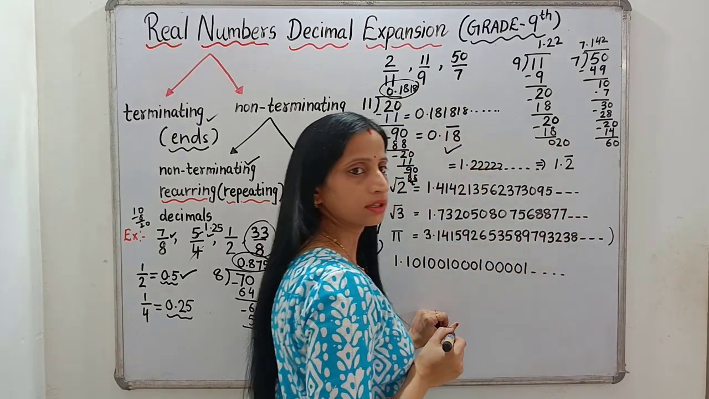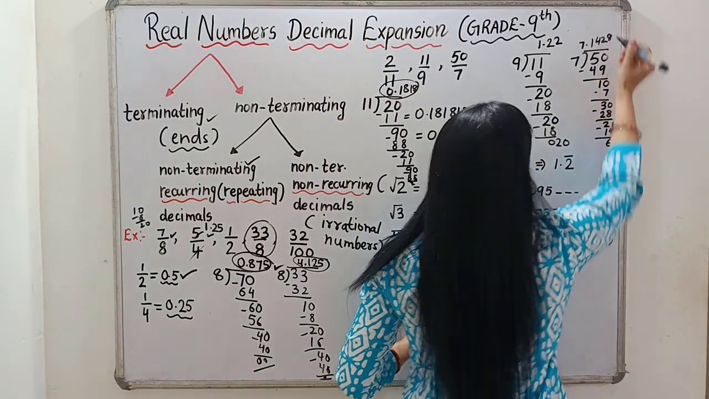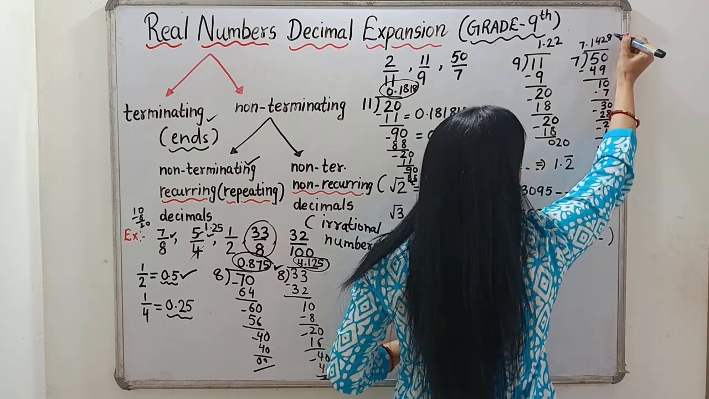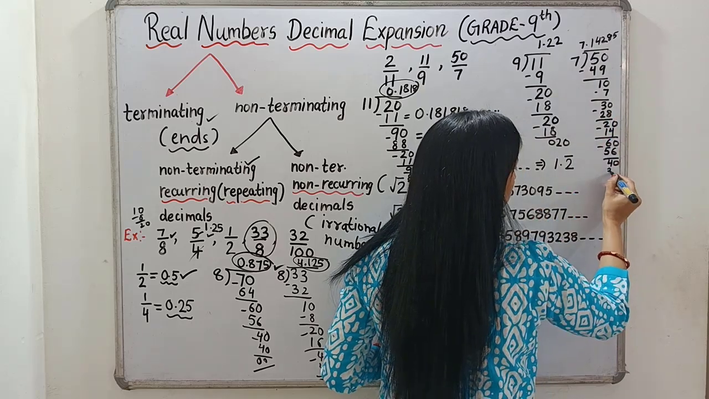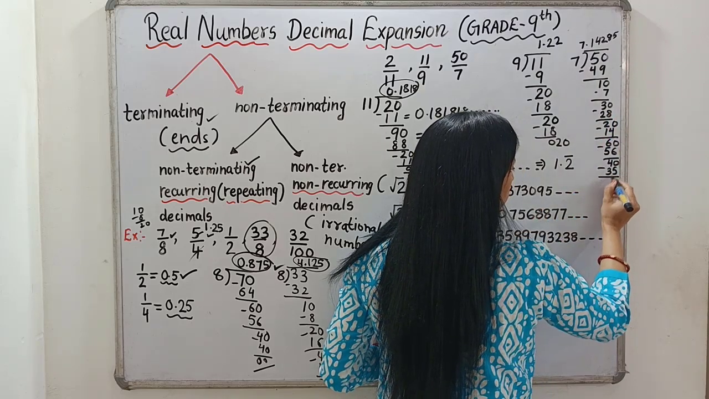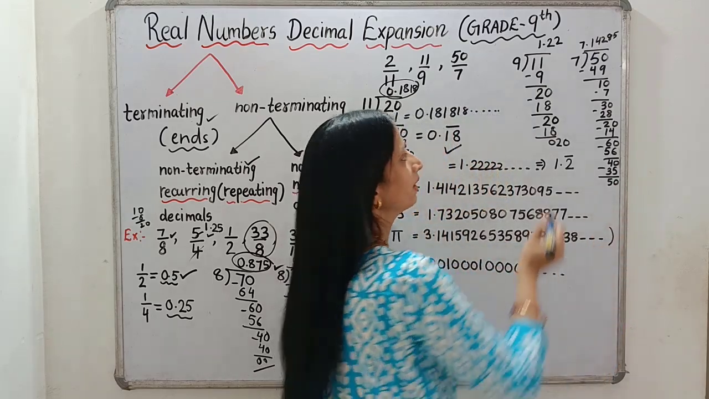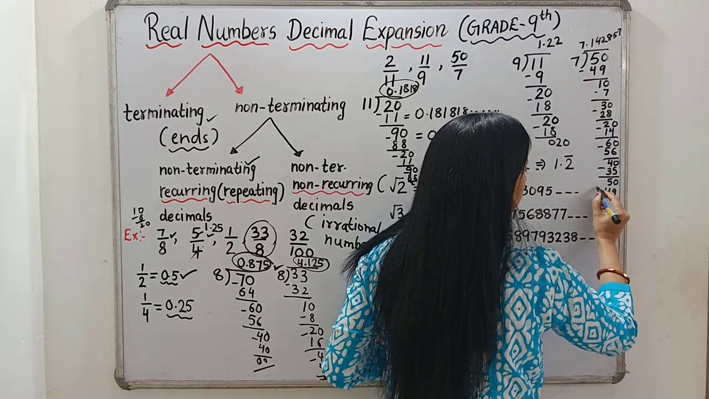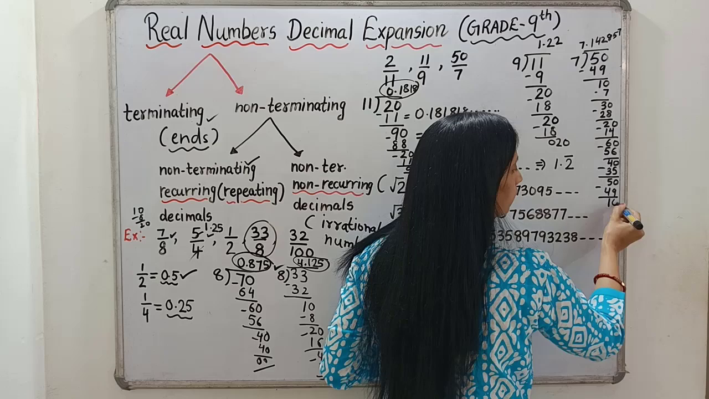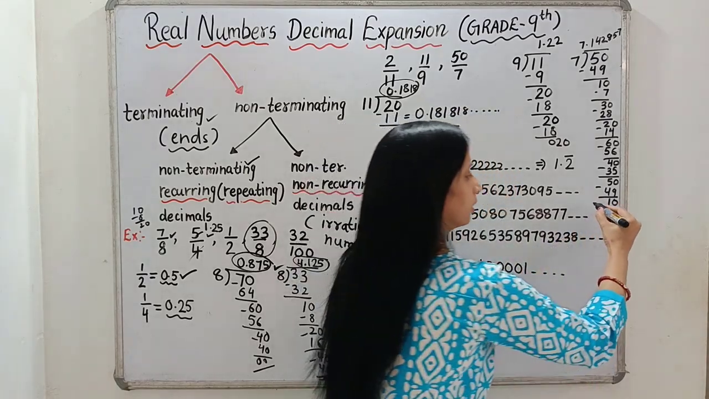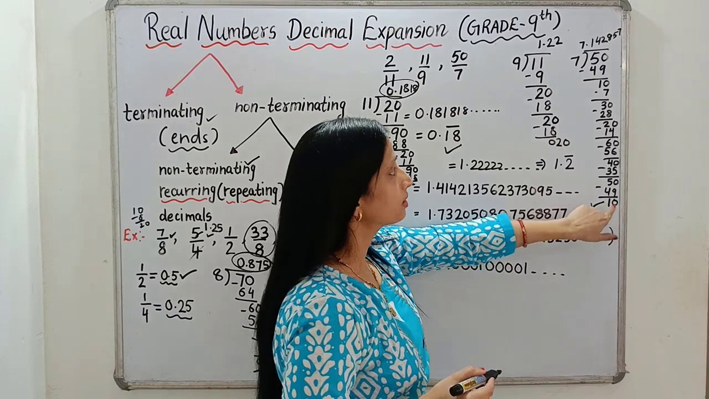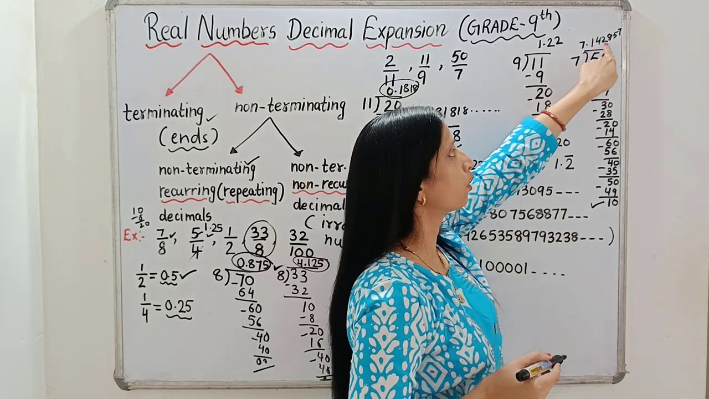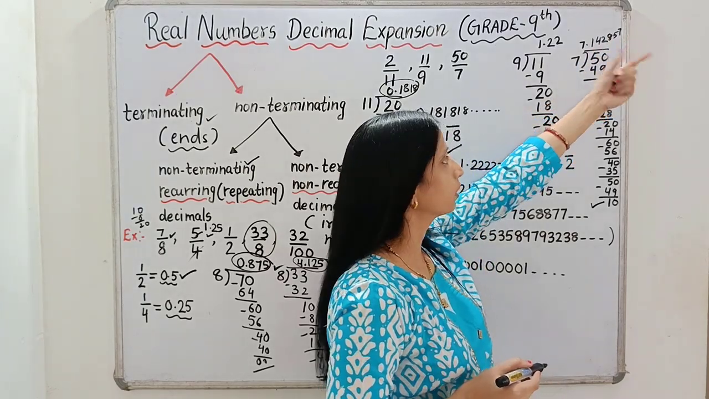Write 0. 7 eights are 56. So again 60 minus 56 is 4. Put 0. 7 fives are 35. 40 minus 35 is 5. Put 0. Then again 7 sevens are 49, minus, 1. Then again we can put 0. Now after this point, this process will start repeating. These digits will start repeating: 1, 4, 2, 8, 5, 7. Okay, what is the quotient here?